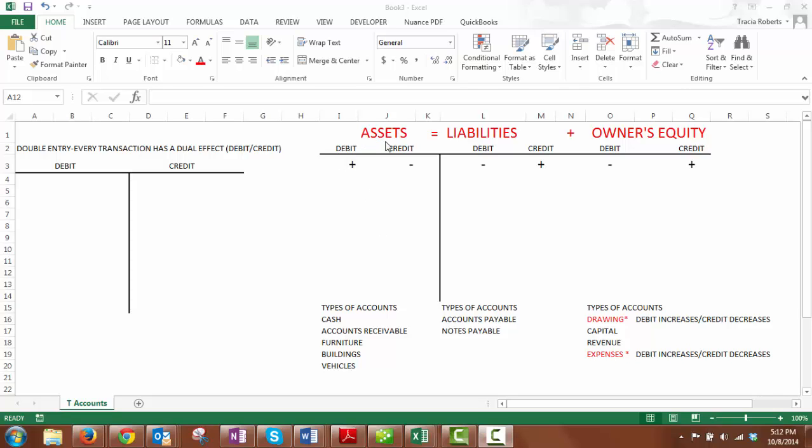Now, when we're looking at an asset account, if we debit it, it means we're going to increase that asset account. And if we credit, we're going to decrease that asset account. When we go over to the liabilities, if we do a debit to a liability, we decrease it. And if we do a credit to the liability, we increase it. Same holds true for owner's equity. A debit will decrease it, a credit will increase it.